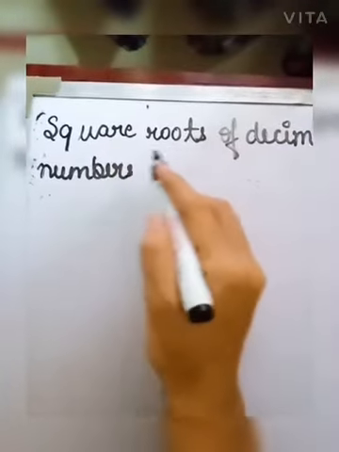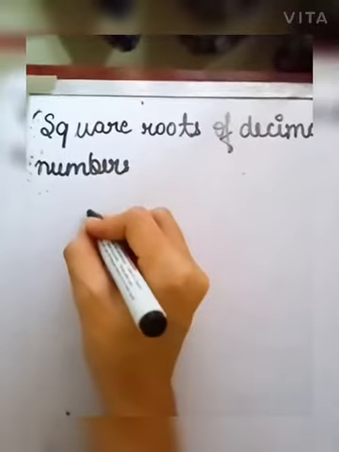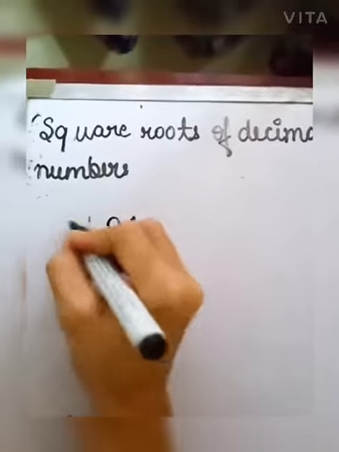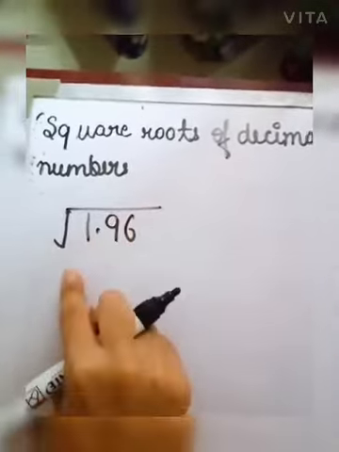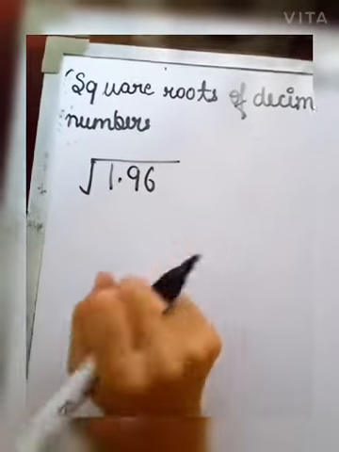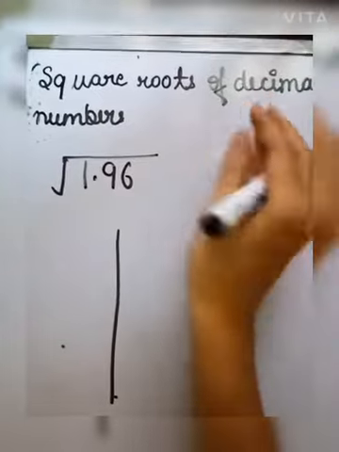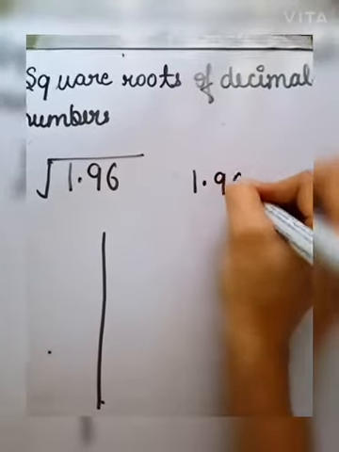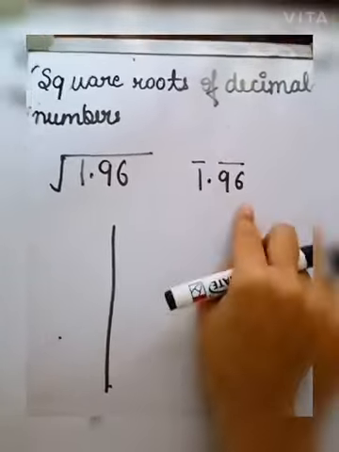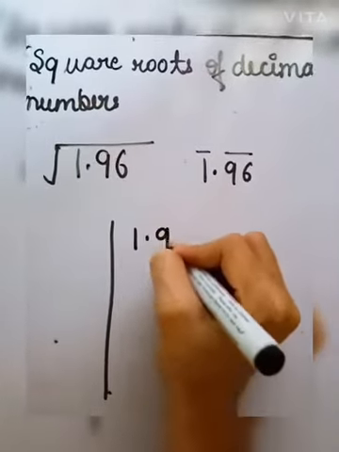Now student, we will learn the square root of decimal number 1.96. Now you have to find out the square root of 1.96. We will do it by division method. First, do the pairing of number, make the periods.